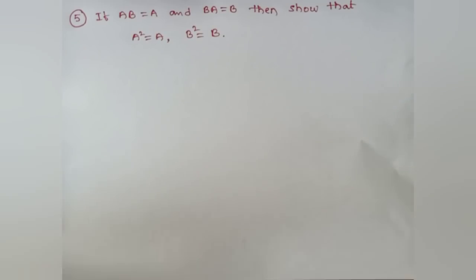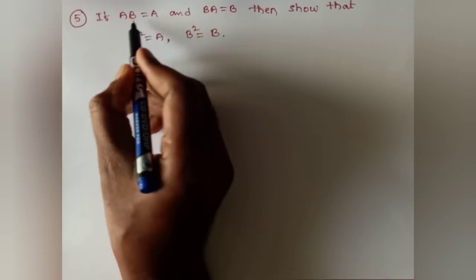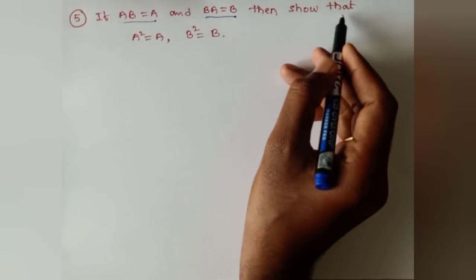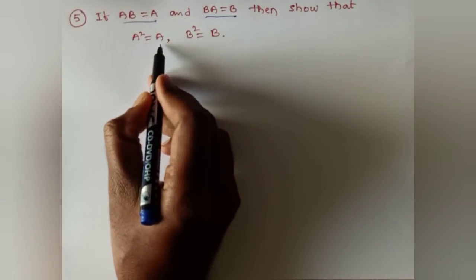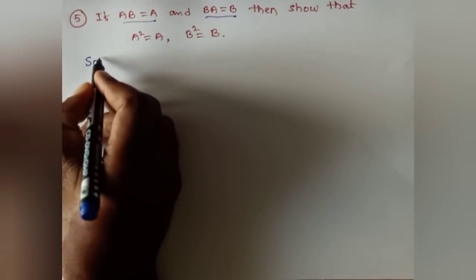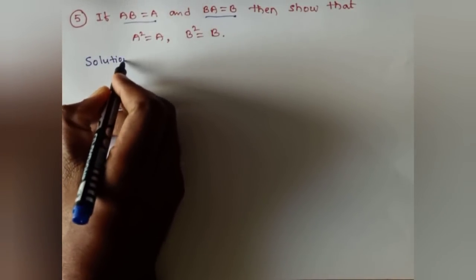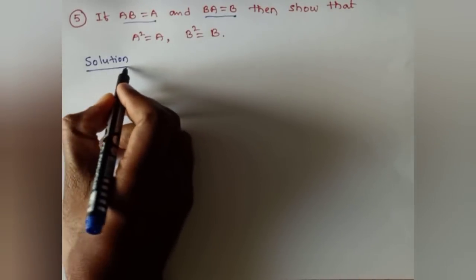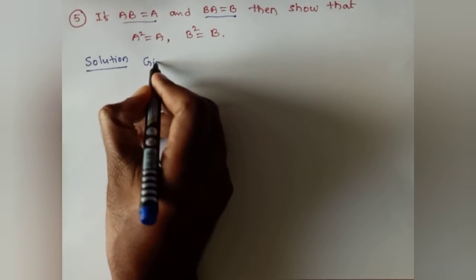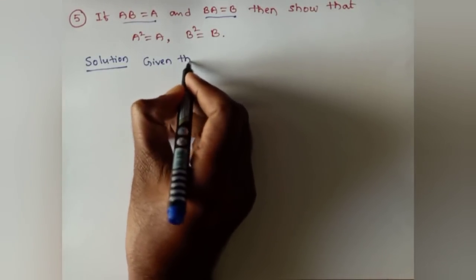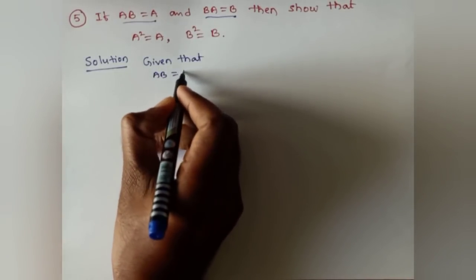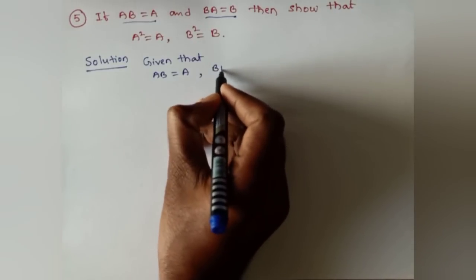Therefore, if AB equals BA, A square minus B square equals A plus B into A minus B. Then the fifth one: if AB is equal to A and BA equals B, then we have to show A square is again A and B square is B. Let's see. Two conditions are given, AB equals A and BA equals B, and here we need to use these two conditions.